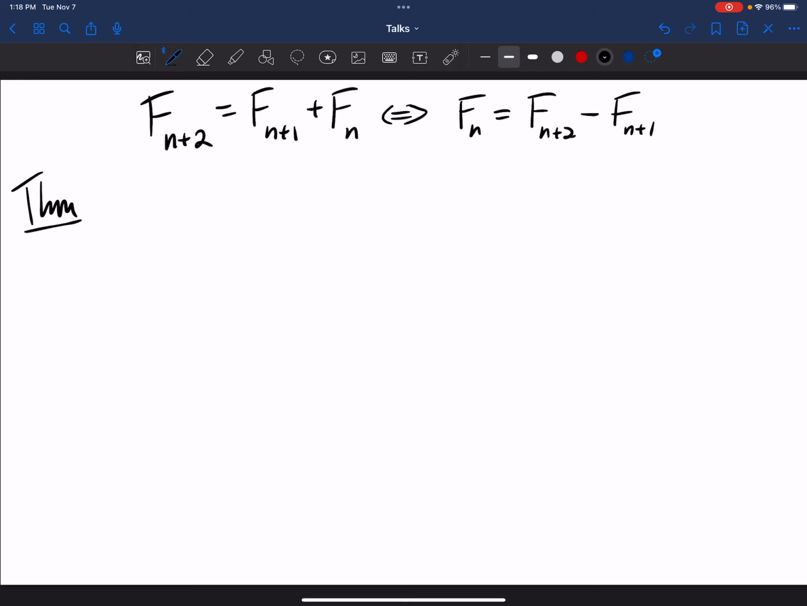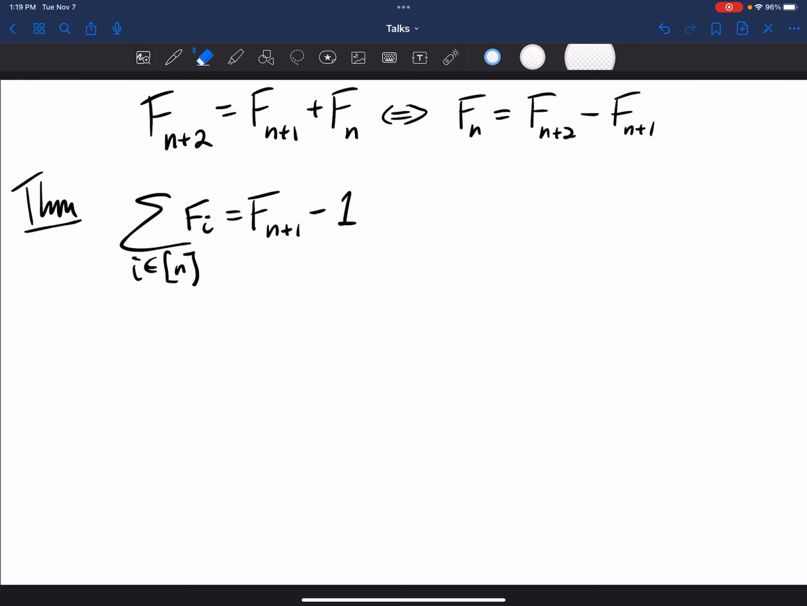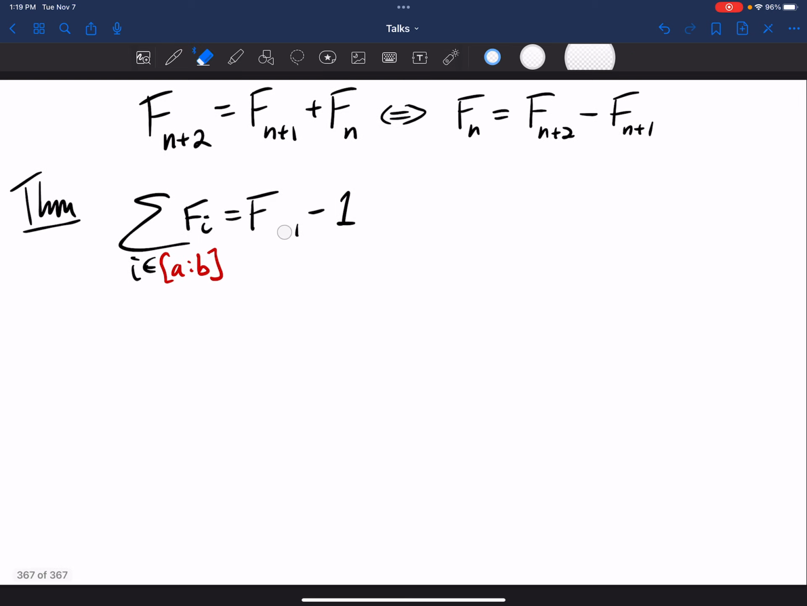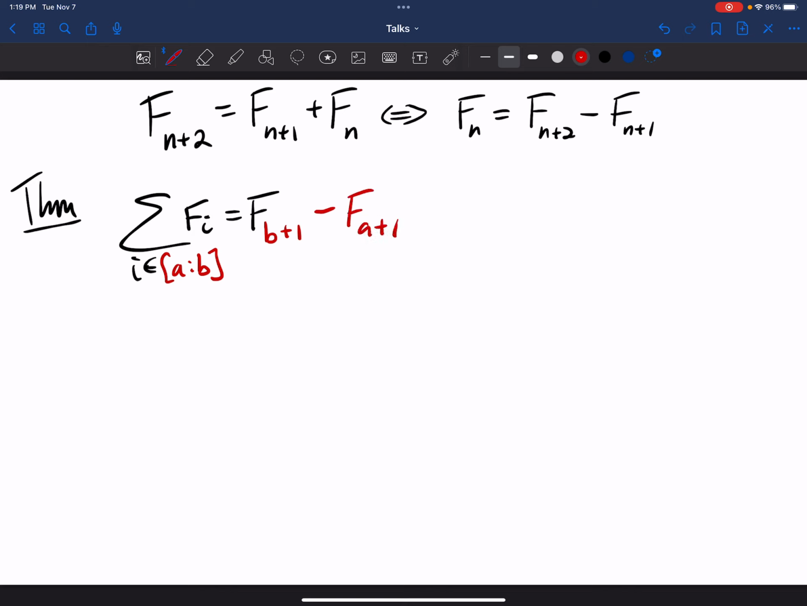And so, again, my theorem was supposed to be that the sum of the f(i)'s, the first n of them, is equal to f(n plus 1) minus 1. I'm actually going to prove something even stronger. Rather than just summing the first n, I'm going to sum over a range. So I'll sum over the range, let's call it a to b, and I'm going to get that it's f(b plus 1) minus f(a plus 1).